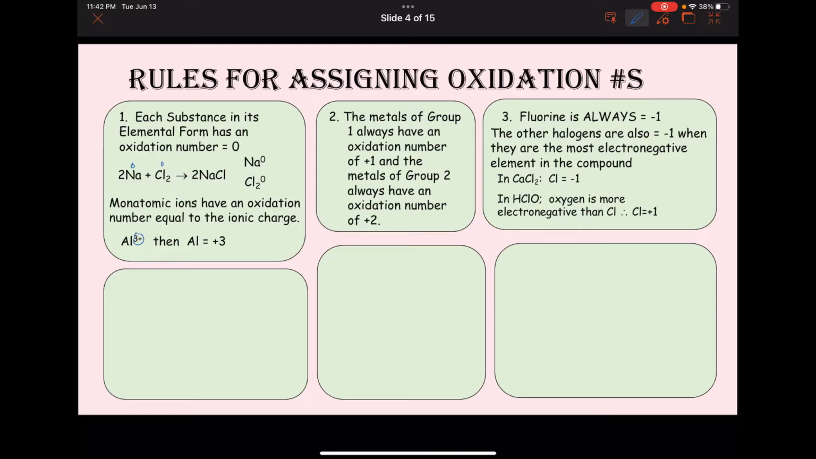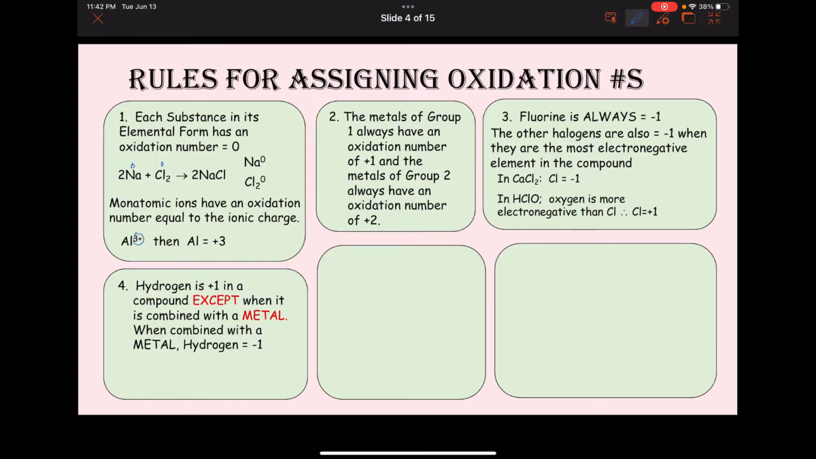But in HClO, because oxygen is more electronegative, in that case you have to do the math and solve for X, just like we did in the previous slide. So in that case, chlorine will turn out to be +1.